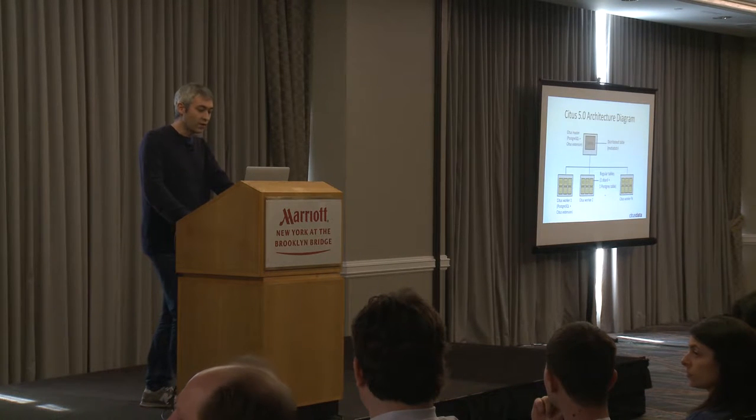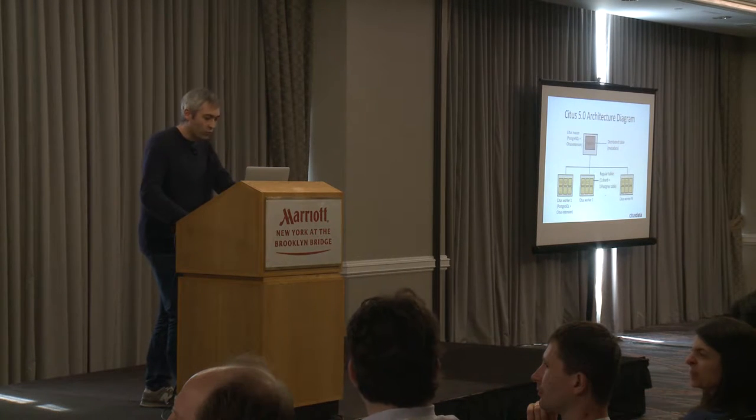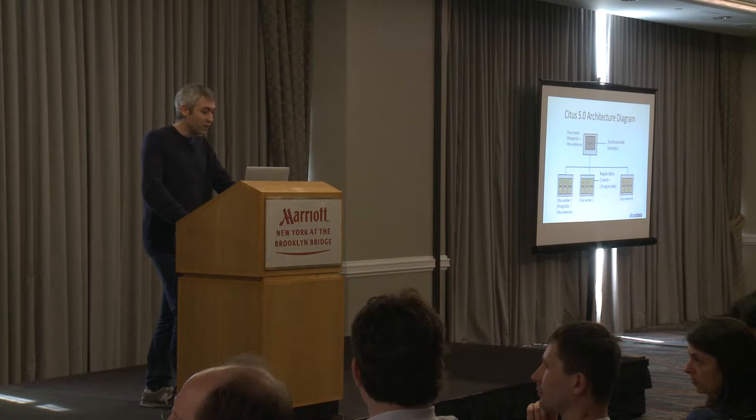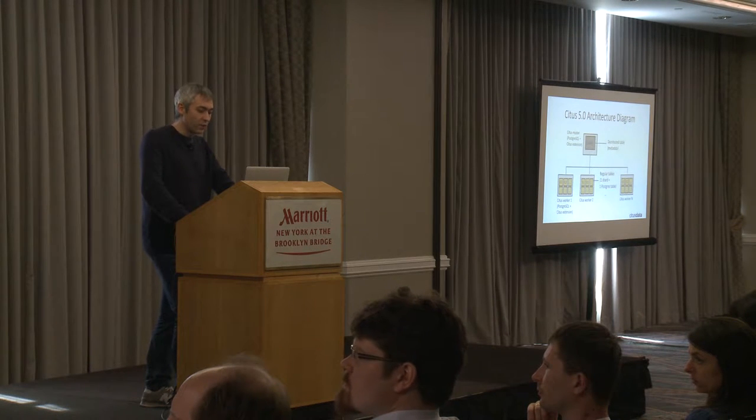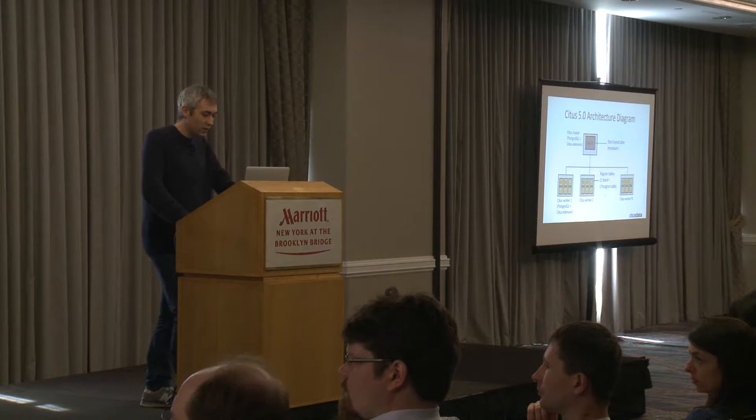Here's a quick architectural diagram of Citus 5.0, the current version. Here we have metadata and worker nodes. Both the metadata node and worker nodes are PostgreSQL databases that have the Citus extension loaded. The user connects to and interacts with the metadata node. This is where you create your distributed tables. The metadata node can also be called the master or coordinator node.